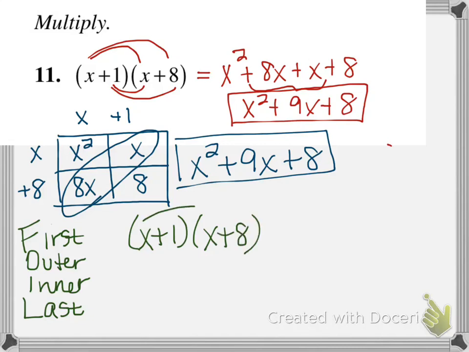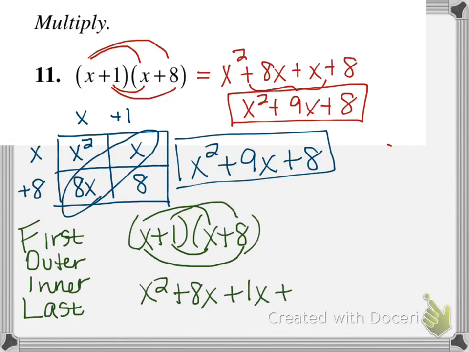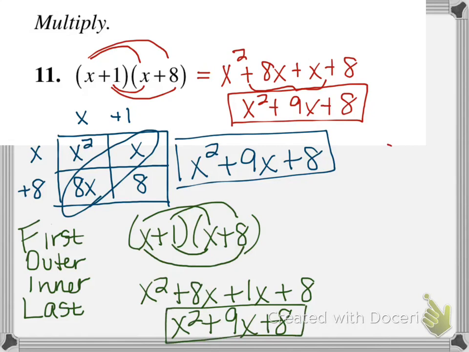So my first terms would be x times x, which is x squared. My outer terms would be x times 8, which is 8x. My inner terms, 1 times x, which is 1x, and my last terms, which are 1 and 8, so that would be 8. And again, when I combine my two middle terms, I get x squared plus 9x plus 8.